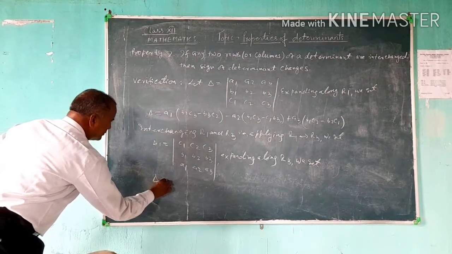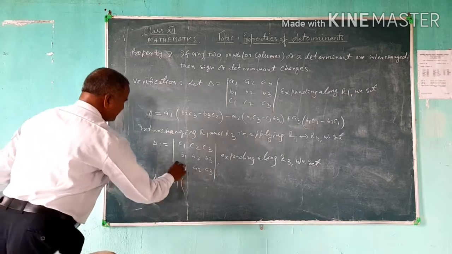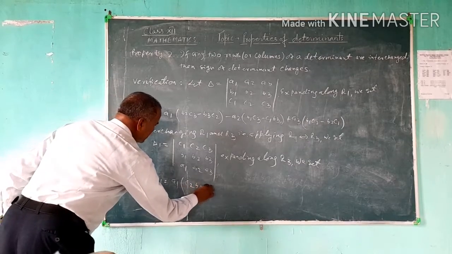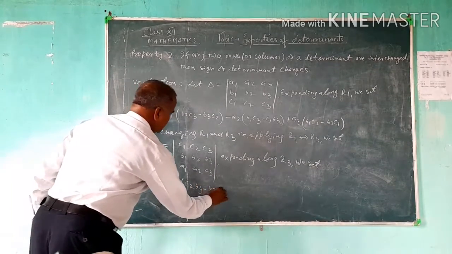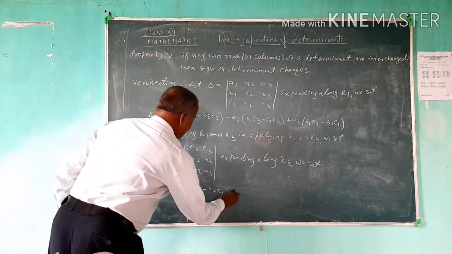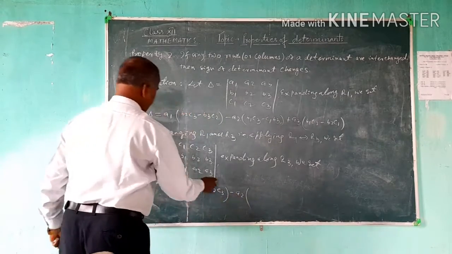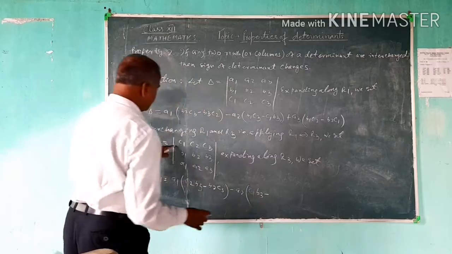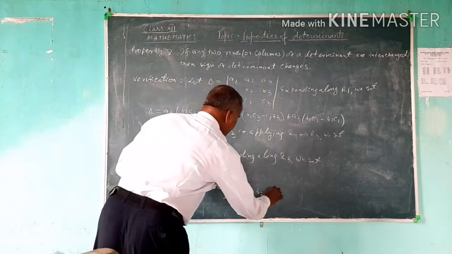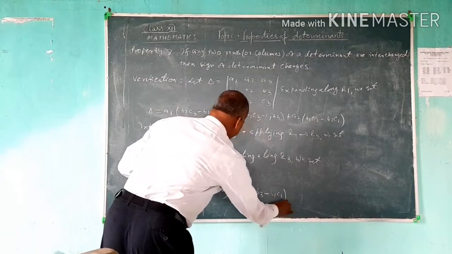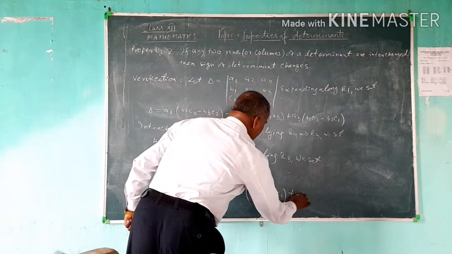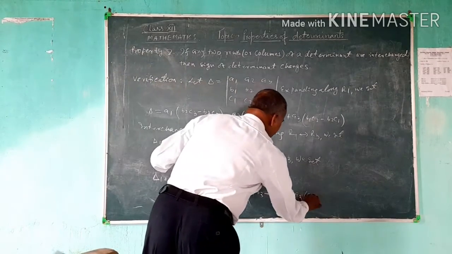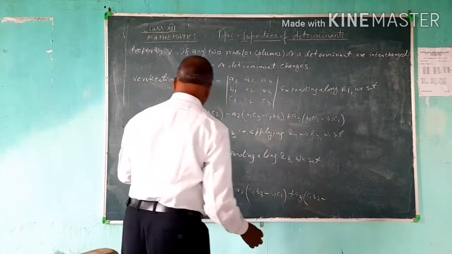delta 1 is equal to A1 (C2 B3 minus B2 C3) minus A2 (C1 B3 minus B1 C3) plus A3 (C1 B2 minus B1 C2).